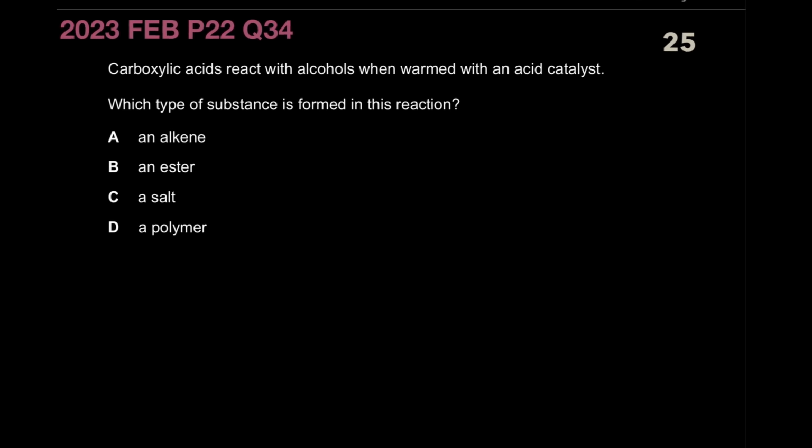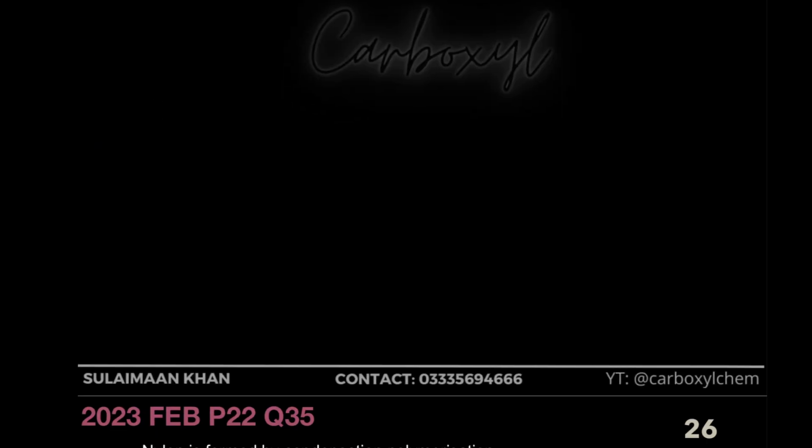Carboxylic acid reacts with alcohols when warmed with an acid catalyst. So usually we use concentrated H2SO4 and we warm it to like 200 degrees Celsius, and he's saying which type of substance is formed. When a carboxylic acid reacts with an alcohol, what do they produce? They produce an ester, and that's called esterification. So what substance is formed in this reaction? It's called an ester.